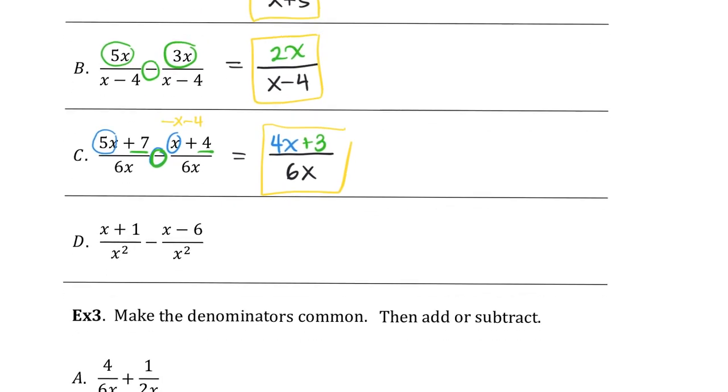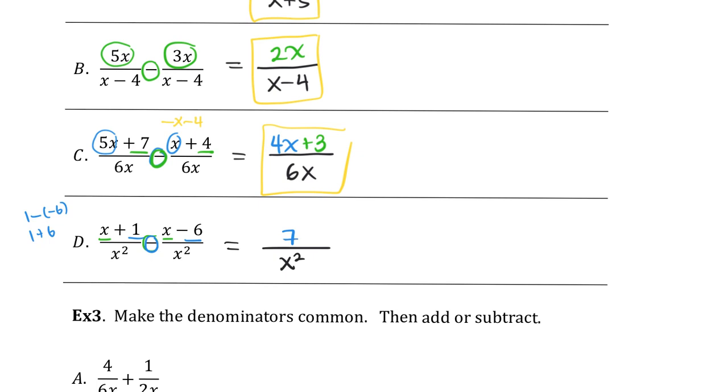Okay, let's try D. Common denominator is x squared. Okay, and then I'm going to carefully subtract. If I do x minus x, what do I get? I get nothing. They cancel. Okay, if I do 1 minus negative 6, I'm doing 1 plus 6, so I'm going to get 7. Okay, so my answer is 7 over x squared.